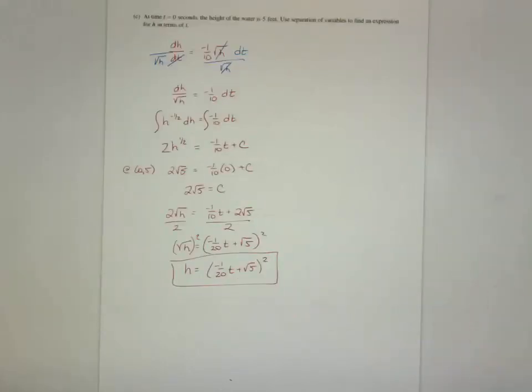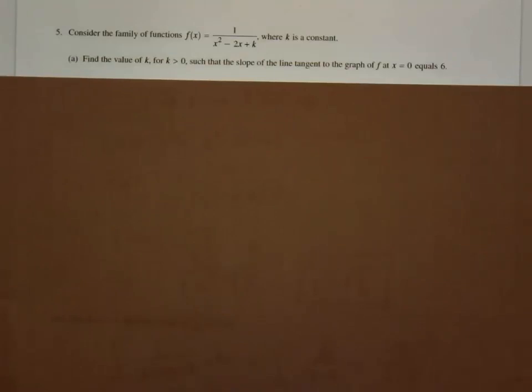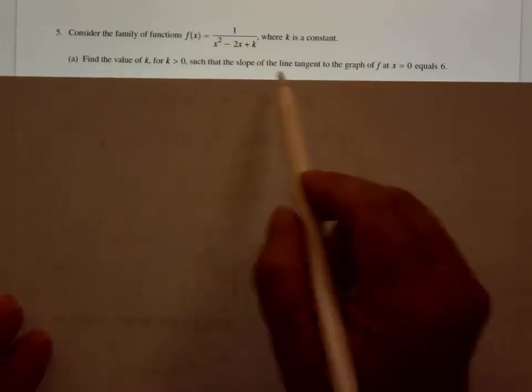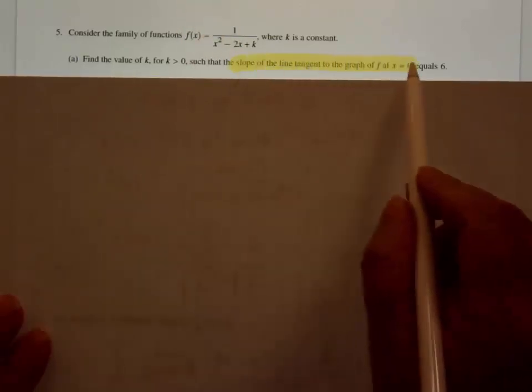So moving on to number 5. Number 5 was a little bit unusual. This one I think is going to probably have one of the lower scores as far as the grading rubric goes, but I won't know till we go grade these tests. Consider the family of functions y equals f of x equals 1 over x squared minus 2x plus k. Find the value of k, for k greater than 0, such that the slope of the line tangent to the graph of f of x at 0 equals 6.